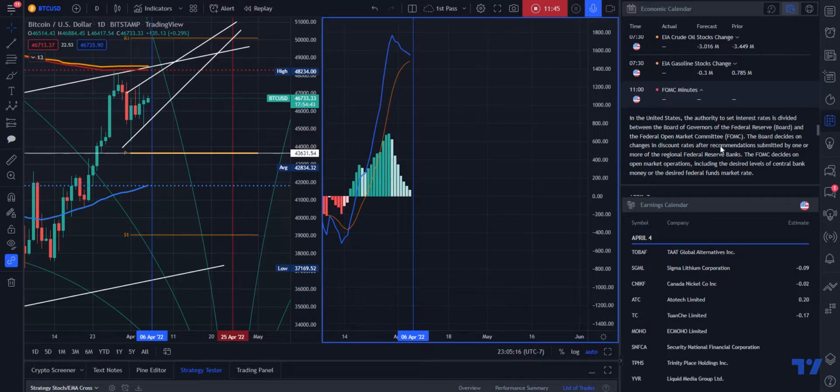If the FOMC signals that interest rates will not go up, then this pattern will try to break above. If the FOMC, the Federal Open Market Committee, signals that they're going to raise the interest rates, then this should break down, because interest rates going up is equivalent to the dollar moving up in value. And when the dollar moves up in value, everything else, gold, silver, crypto, and the stock market, tend to tank.